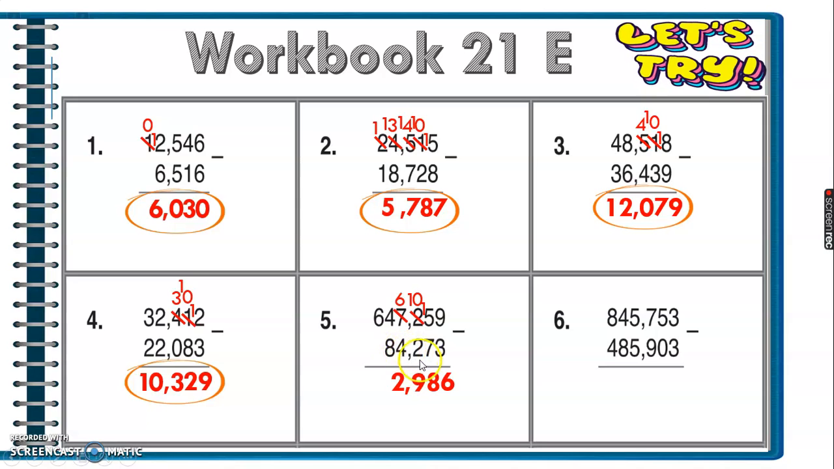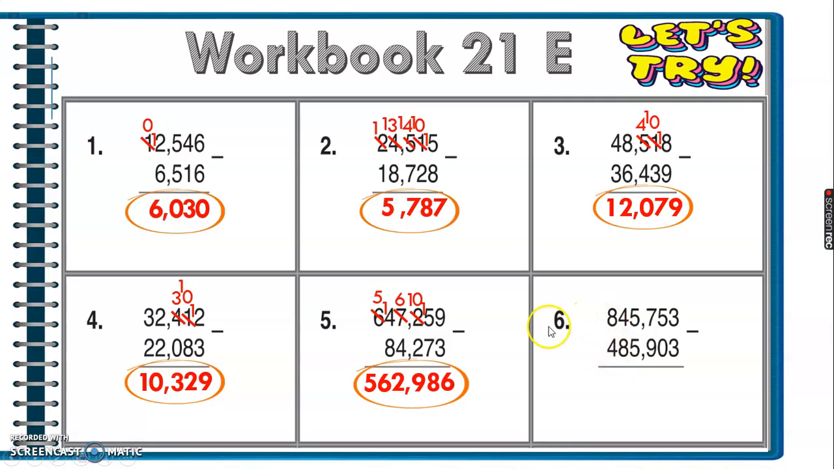6 minus 4 is 2, and 4 minus 8 cannot be, right? So we can borrow from number 6. 6 will be 5, and then 4 will become 14, and 14 minus 8 is equal to 6. And bring down the number 5. So therefore, number 5, the answer is 562,986. Now, let's proceed to the last example.